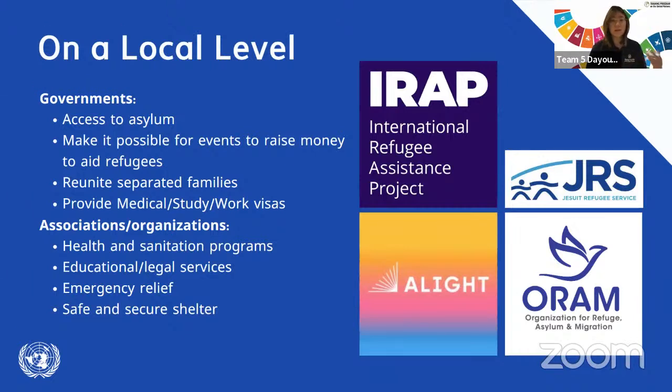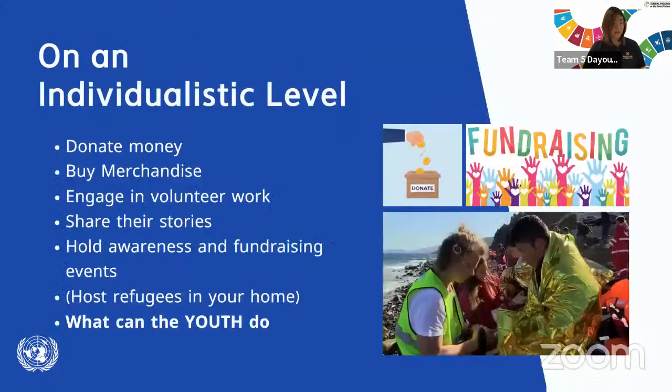Now I'll talk about associations and organizations. Most associations strive to ensure that refugees and displaced people are protected, empowered, and welcomed in their communities. They do this through tailored health and sanitation programs and by offering educational services. They also provide emergency relief, safe and secure shelter to vulnerable people, and strengthen the capacity of refugee camps and communities.